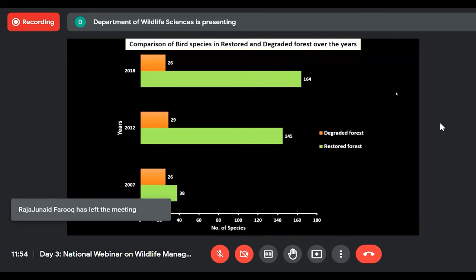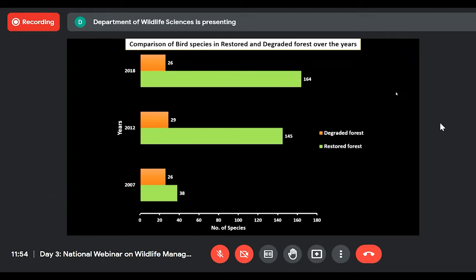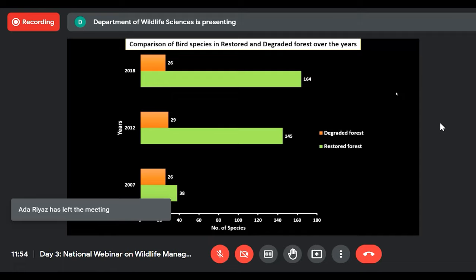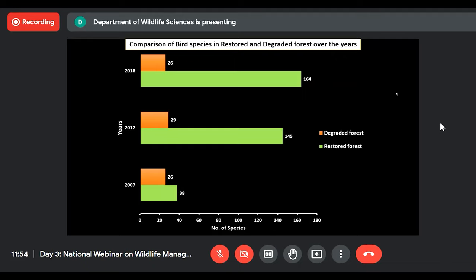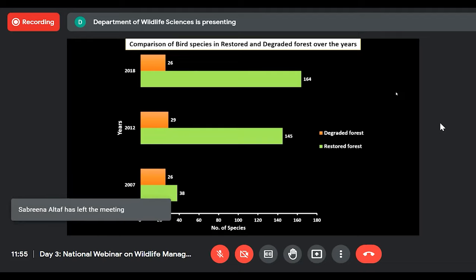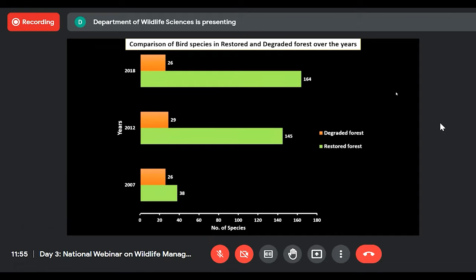This is what the bar chart shows. In 2007, it was 26, then 38 in the restored area. Then after 5 years, you have 145 species, a drastic change that attracted many bird species. And in 2018, it was 164 out of 26. So you can see the drastic change in just 13 years, up to 164, and now it is 215 bird species at all levels. Next, please.